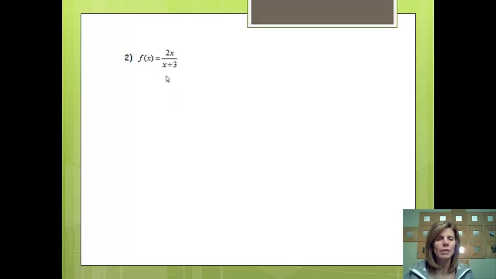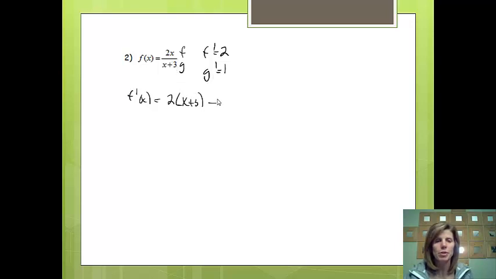Okay, the next one, again, we're finding the critical numbers, and I can already tell you one of our critical numbers, we are going to have to look for where it's undefined because we're going to have a fraction. On this one, to get the derivative, we will use the quotient rule because we have a quotient. f prime will equal 2, g prime will equal 1. And now setting up the quotient rule, we have f prime times g, 2 times x plus 3, minus f times g prime, 2x times 1, all over g squared.